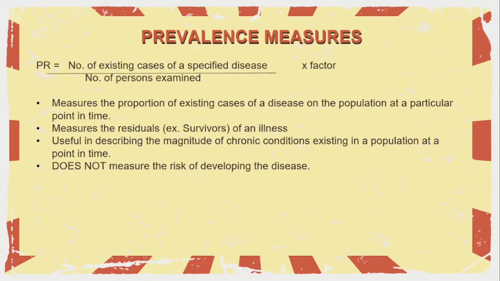Next, last, for your prevalence measures, number of existing cases of a specified disease divided by number of persons examined times your factor. So, prevalence measures the proportion of existing cases of a disease on the population at a particular point in time, and it measures the residuals or your survivors of an illness. Kasi nga, di ba, yung mga chronic diseases natin, yun yung mga minimeasure ni prevalence. And then, it is very useful in describing the magnitude of chronic conditions existing in a population at a point in time. So, you have to take note that prevalence measures does not measure the risk of developing the disease.